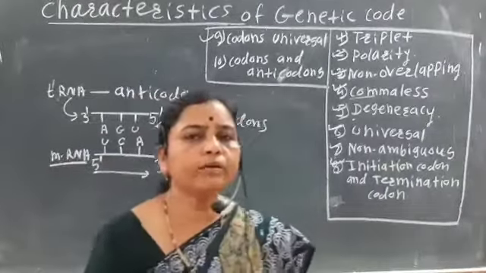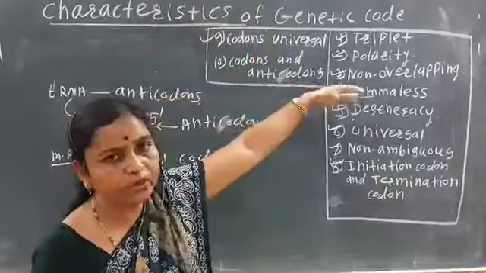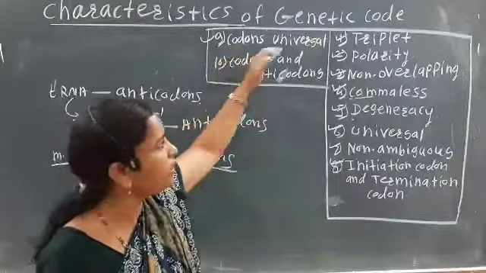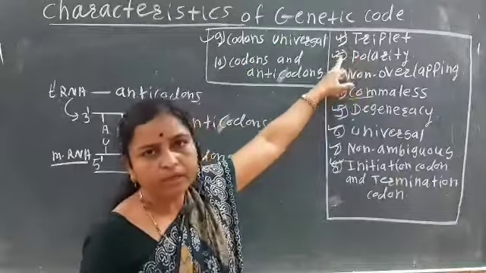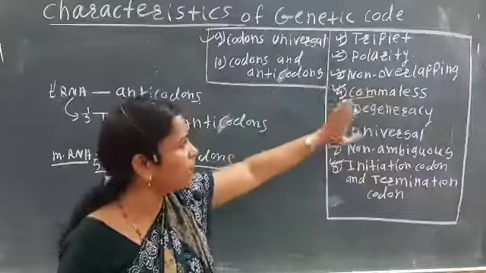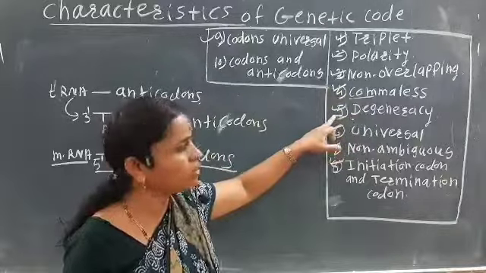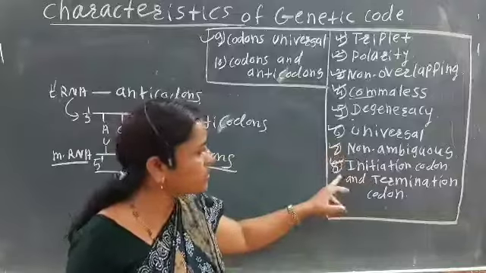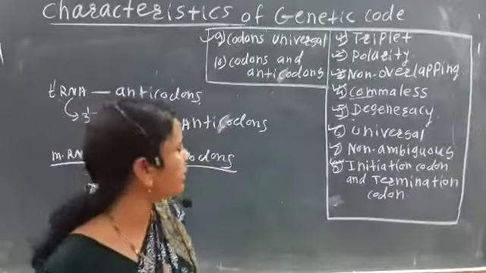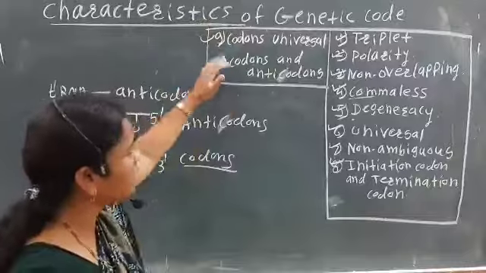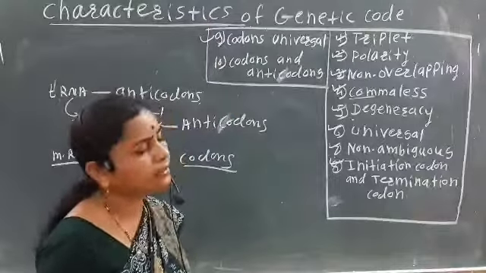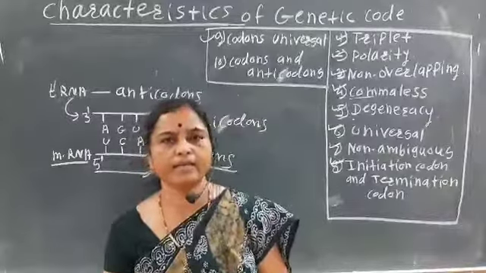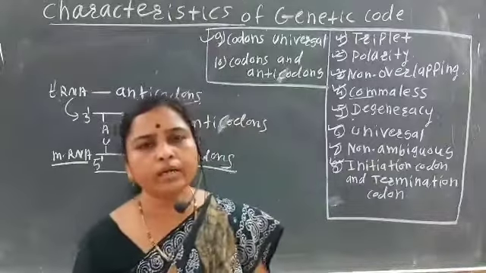Okay, so students, today we saw the characteristics of the genetic code, and there are 10 characteristics of the genetic code. That is codons are triplet, then codons having polarity, then codons are non-overlapping, codons are commaless, then codons having the degeneracy, they are universal, they are non-ambiguous, then they are having the initiation codon and termination codon. Codons are universal and there are the anticodons. Codons are present on mRNA, anticodons are present on the tRNA. Okay, so today students, we will stop here.